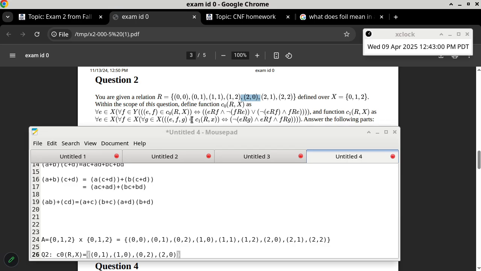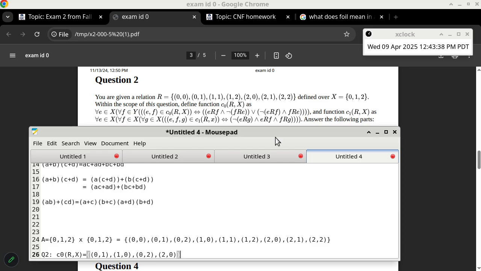What about C1? C1 is defined in a similar way, but this time we have three variables. I think that is a dead giveaway of what it is about, but I'm going to talk about it anyway. This one says, for every E in X, for every F in X, for every G in X, EFG as a three tuple is in C1 of Rx. This X is supposed to be uppercase. If and only if the negation of ERG and the non-negative version of ERF and the non-negative version of FRG.